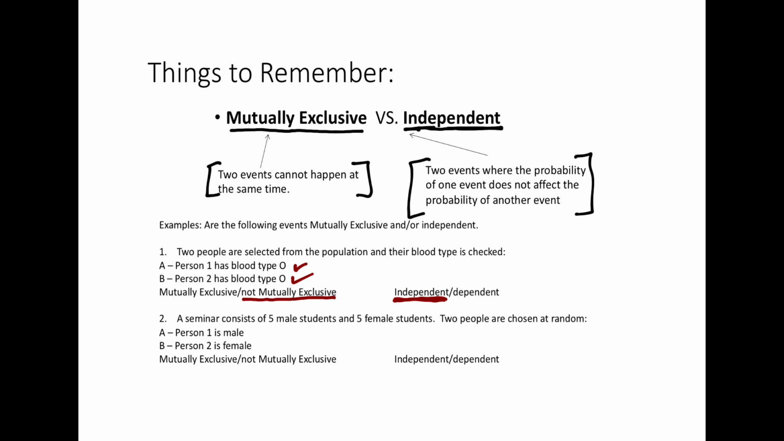Moving on to the next one. A seminar consists of 5 male and 5 female students. 2 people are chosen at random.